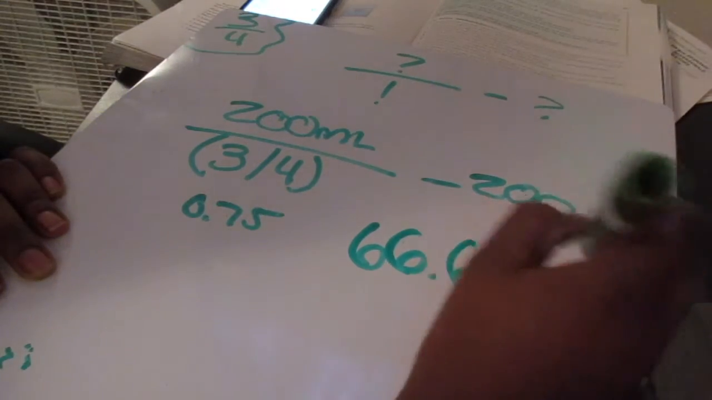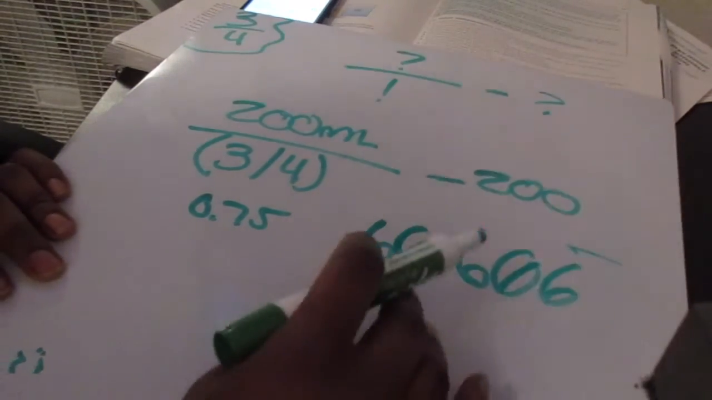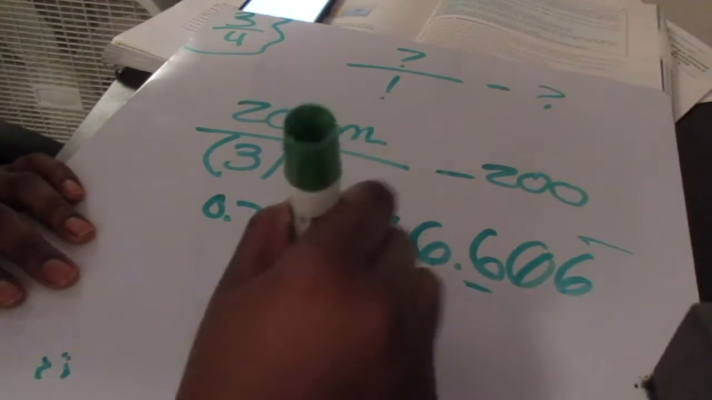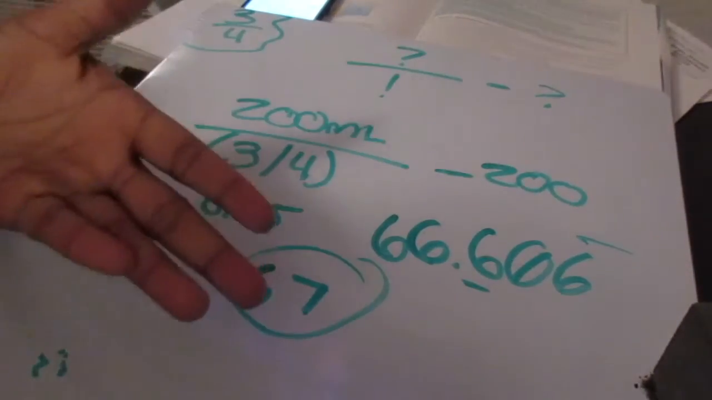66.666, repeating, whatever. Now we know that we have to round this to the nearest whole number. So it's just basically 67. That is your answer, guys.